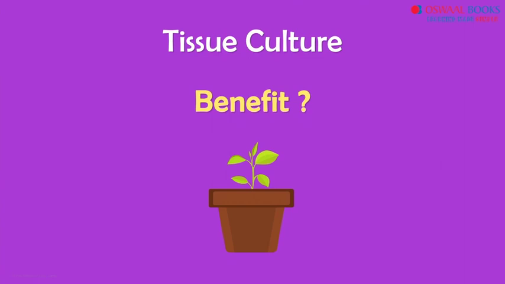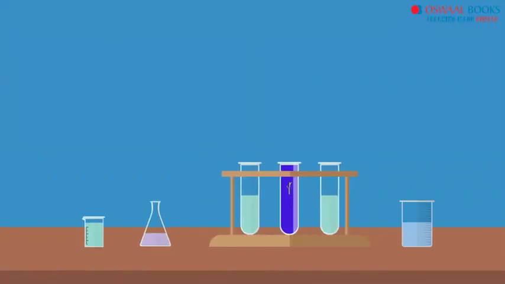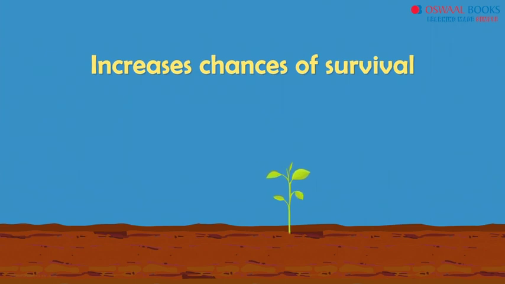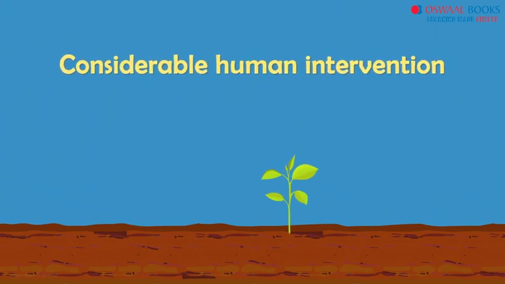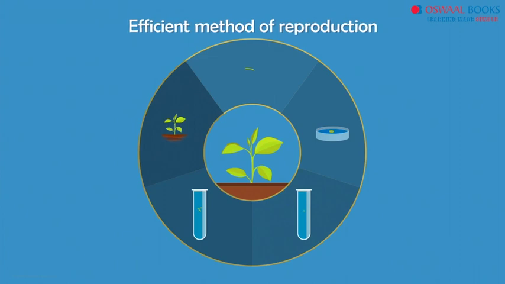What is the benefit of such a method of reproduction? We can produce healthy plants of the desired species inside a lab and then replant them in the soil. This increases their chances of survival. It is true that there is a considerable human intervention in this method of reproduction. But we cannot ignore the fact that this is truly an efficient method of reproduction.